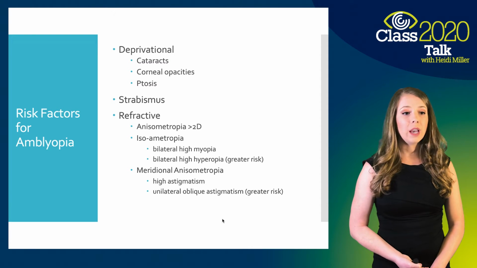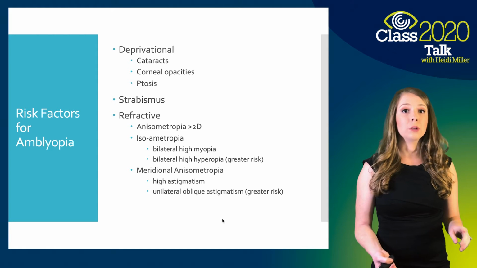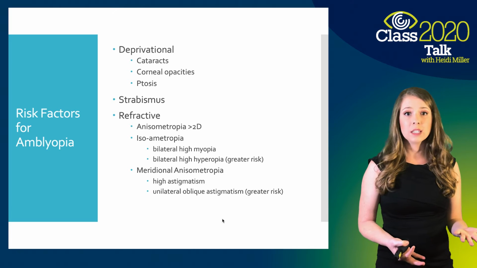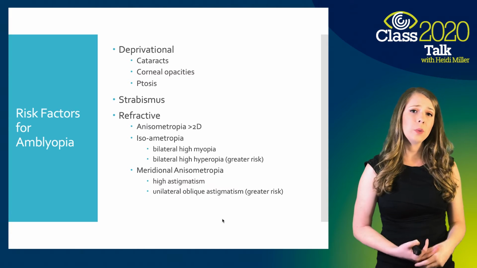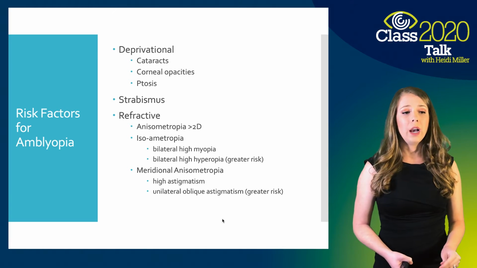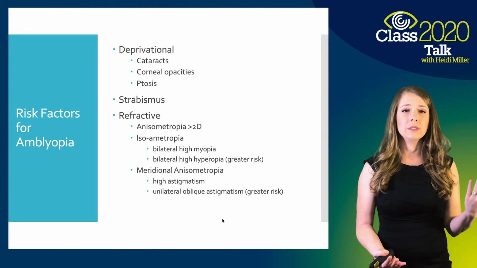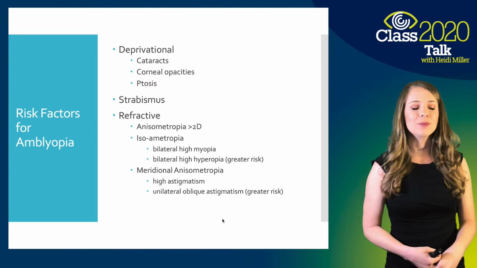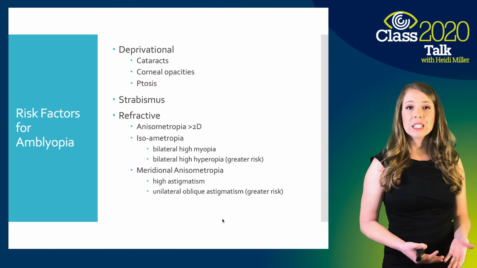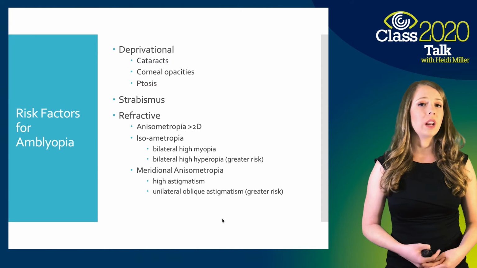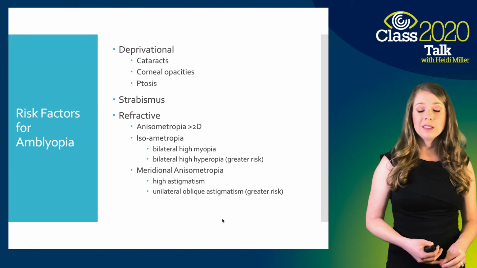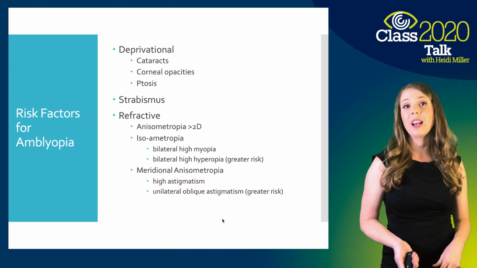Refractive amblyopia is caused from either really high hyperopia, high myopia, or high amounts of astigmatism. At least 2 diopters of anisometropia between the two eyes can lead to refractive amblyopia. And when we're talking about bilateral refractive errors, bilateral hyperopia is at a greater risk because the refractive error does not need to be as high to have that amblyogenic factor. Meridional amblyopia is when there's high astigmatism, and if you have oblique astigmatism, you're even at a higher risk there as well.